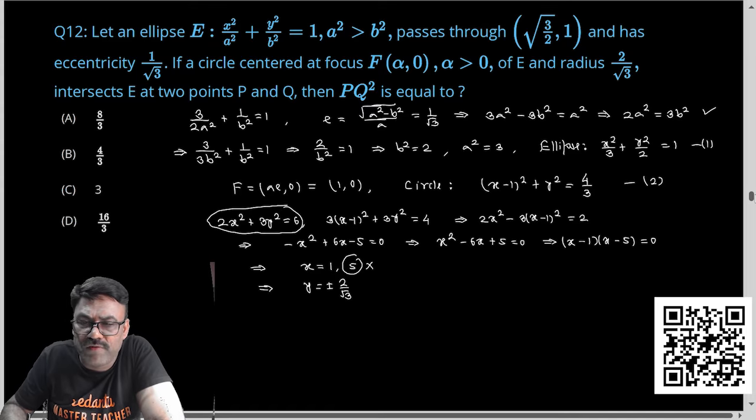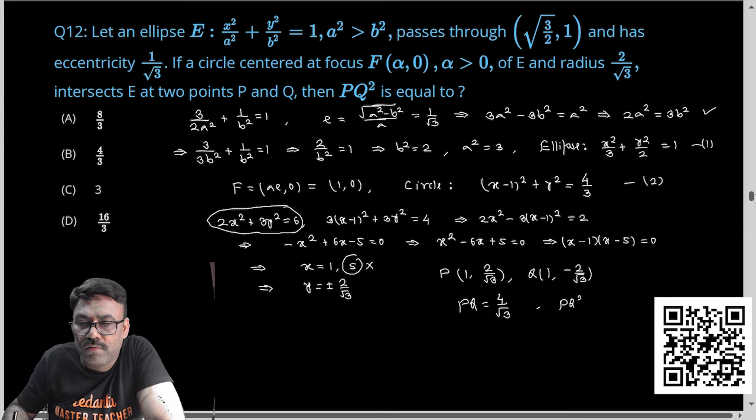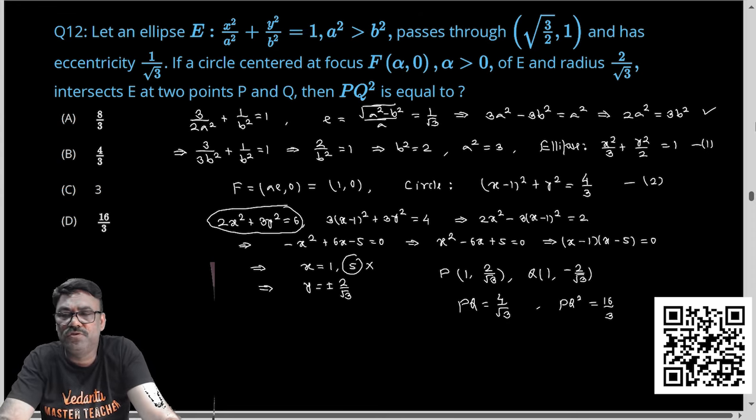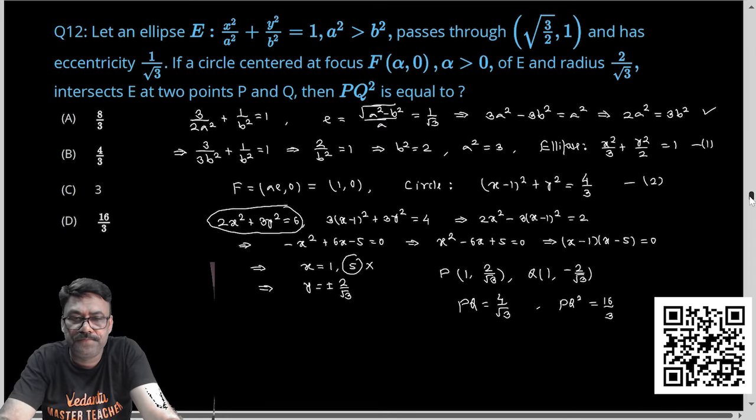Actually, P and Q points are what? If you take P as (1, 2 by root 3), then Q will be (1, minus 2 by root 3), or vice versa. So PQ length is basically 4 by root 3. But they are asking PQ square, so it is 16 by 3. 16 by 3 should be the correct answer here.